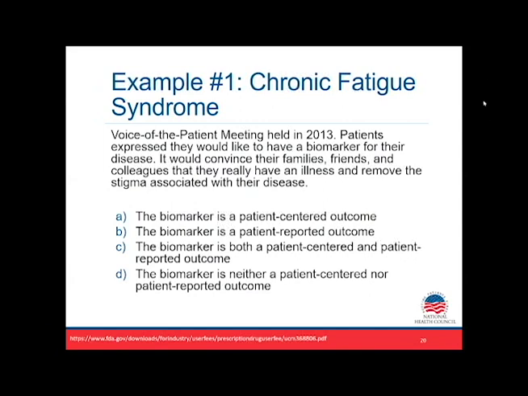So let's show the answer. For those of you who selected A, the biomarker is a patient-centered outcome, which was the majority of folks who responded. Let's talk about why this is. A biomarker is patient-centered because patients said it's very important to me. This is something that will help me deal with the stigma that I experience in my life. It's something that would help me address that stigma. Therefore, it's very patient-centered because patients asked for this, and it was something of high importance to them.